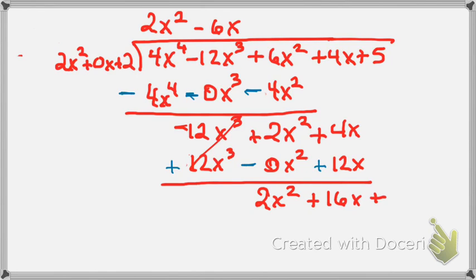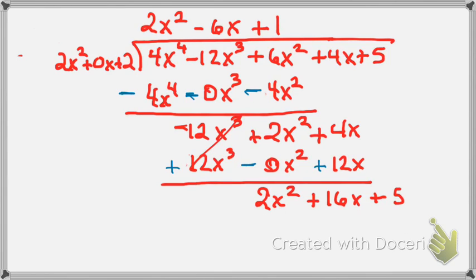And then I have one more number to bring down, the plus 5, and I start the process all over again. I have to ask myself, what times this will give me this? A 1. So I have a plus 1, and that 1 needs to be multiplied times all 3 of these, which I will put underneath these 3.